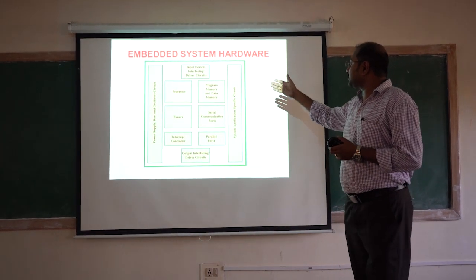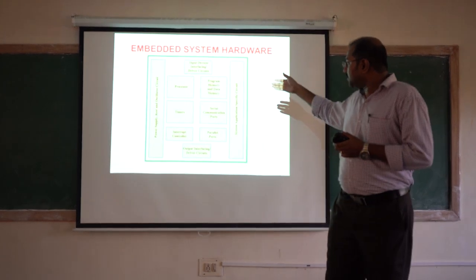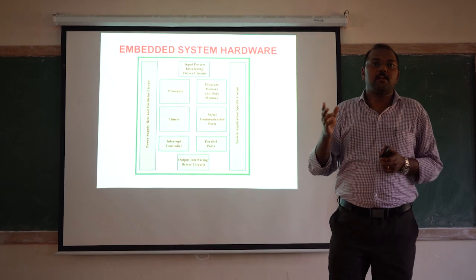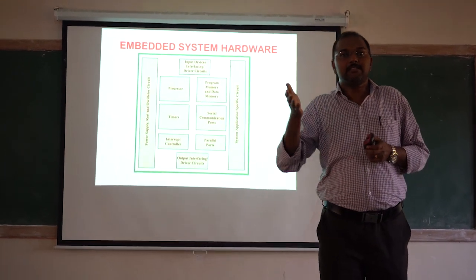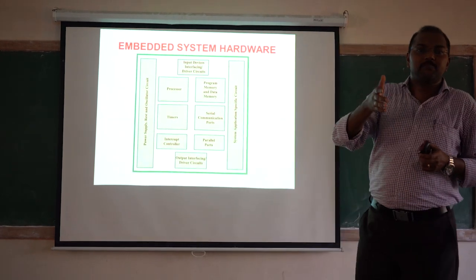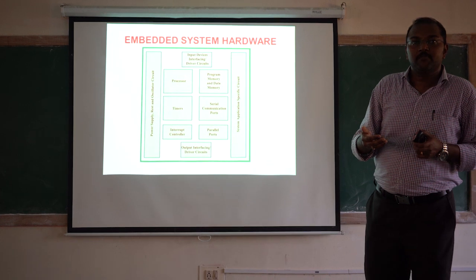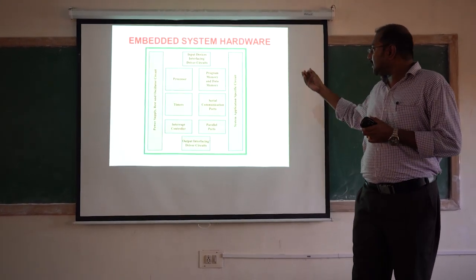So that will be present under program memory and data memory. Then another module will be the serial communication ports. There are two types of ports: serial communication and parallel communication. Under serial communication ports, we use RS-232, RS-485, and controller area network. These are some types of serial communication.